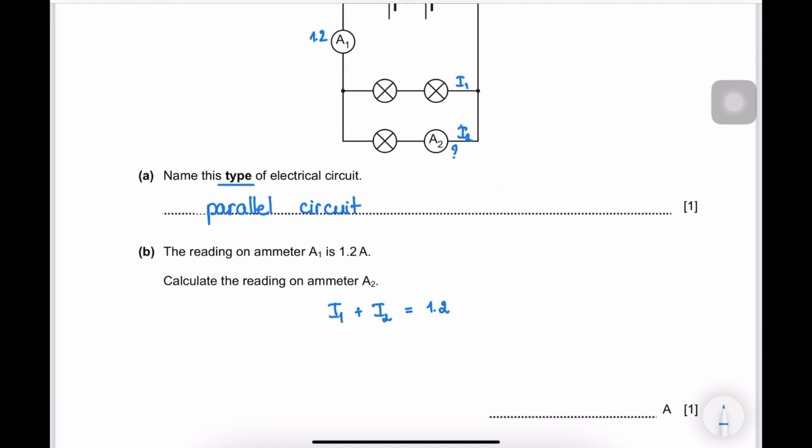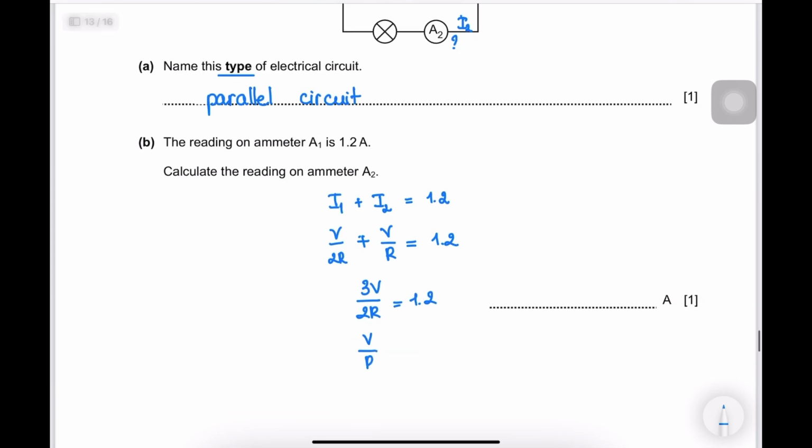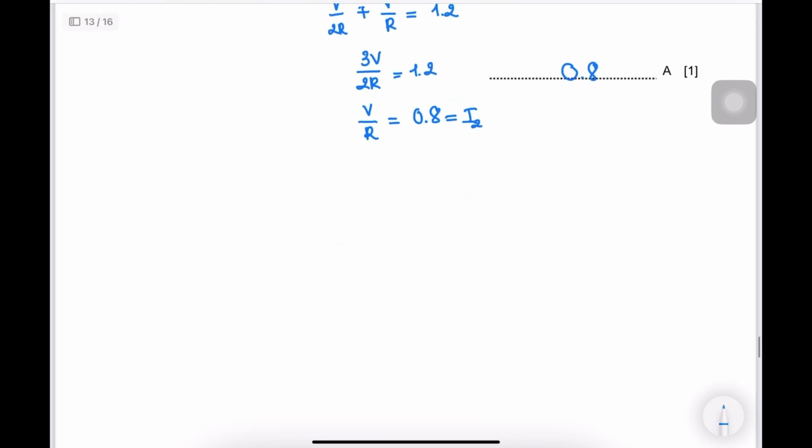The current in ammeter A1 is 1.2 amperes. Since this is a parallel circuit, the current is shared among the branches. To find the current in ammeter A2, we divide the total current by the number of branches. 1.2 divided by 1.5 equals 0.8 amperes.